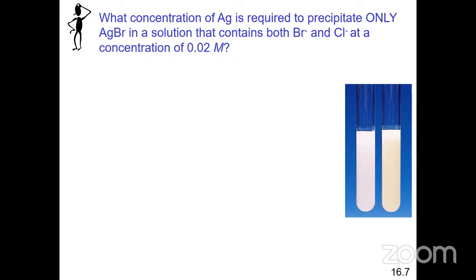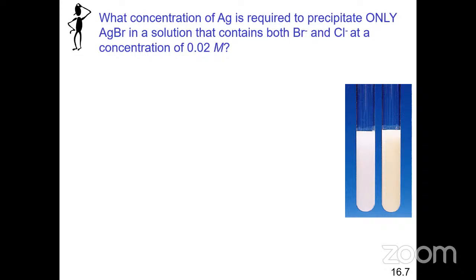Okay, now here's an interesting question. This is a method of separating ions when you have 2 present in a solution. So this question says, what concentration of silver is required to precipitate only silver bromide in a solution that contains Br minus and Cl minus at a concentration of 0.002 M, all right? So what we have here is a solution containing both bromide and chloride ions, and you're using silver ions to precipitate selectively the bromide ions from the solution.